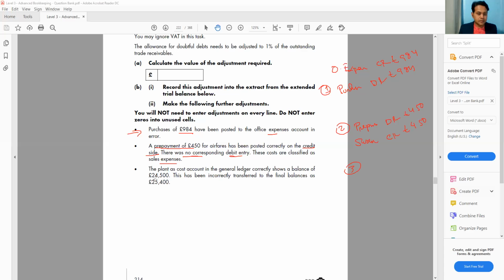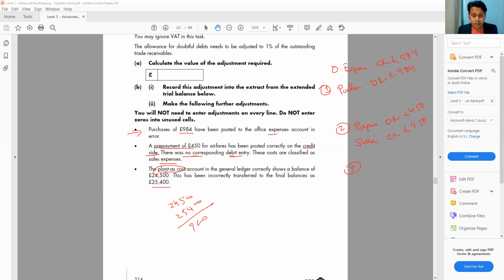Number 3, we have the plant at cost account in the general ledger correctly showing a balance of 24,500. So on the general ledger, I have a correct balance. There is no mistake. This has been incorrectly transferred to the final balances as 25,400. So basically, the amount is 24,500, but mistakenly I transferred the balance 25,400. So the difference is 900. So this 900 on the plant at cost, I put extra. So I need to reduce it.